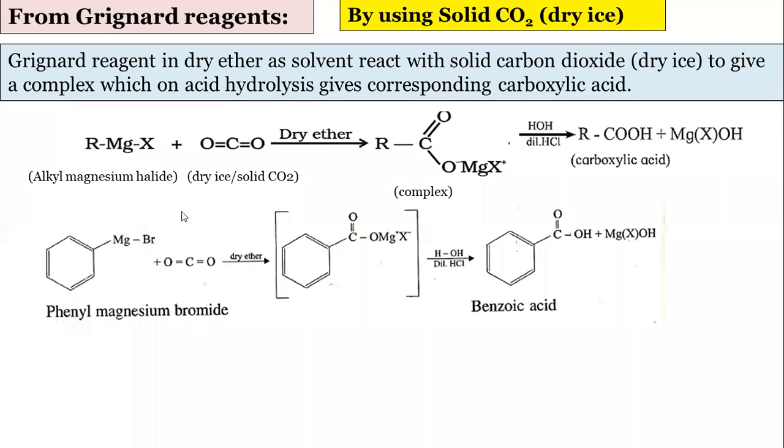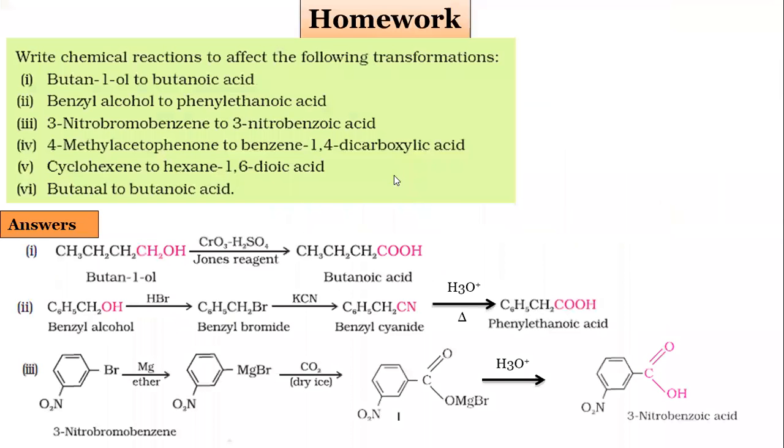If you understand the mechanism of this reaction, you can prepare any carboxylic acid using the Grignard reagent. If the Grignard reagent is changed, the acid will be changed. Instead of phenyl magnesium bromide, if ethyl magnesium bromide is used, the acid will be ethanoic acid. So the homework is given to you. This depends upon the previous reactions, so solve this homework at your home.